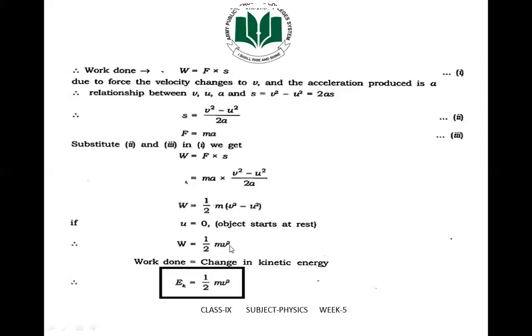Then you know that work done is equal to change in kinetic energy. When I replace the value, the work done, which is the kinetic energy, is equal to half mv square. This is the formula of kinetic energy. We have already proved that.